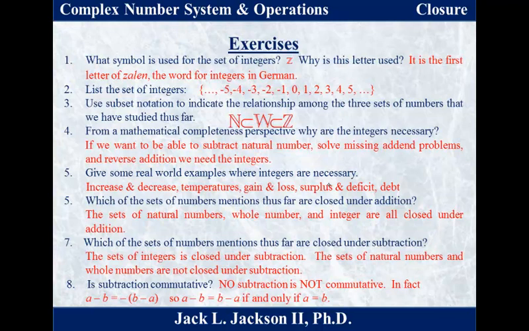Well, the only number that is its own opposite, its own additive inverse, is 0. So the only way a minus b could be equal to b minus a is if a minus b equals 0, which means a equals b. See, the only way that you're going to get a minus b to be b minus a is if a and b are the same number. Otherwise, a minus b is the opposite of b minus a, not commutative.